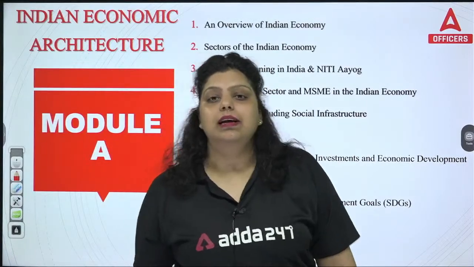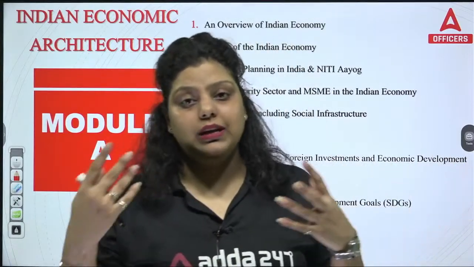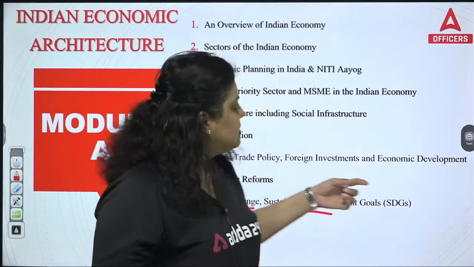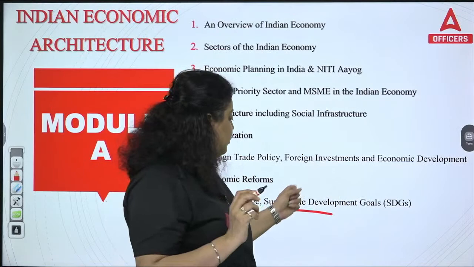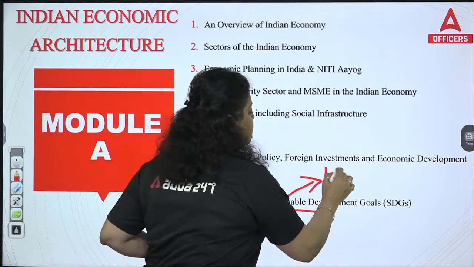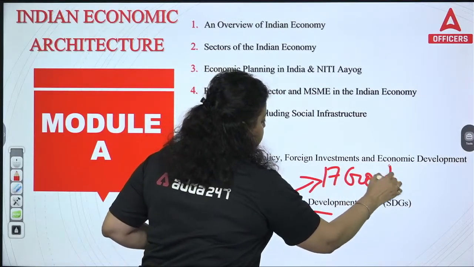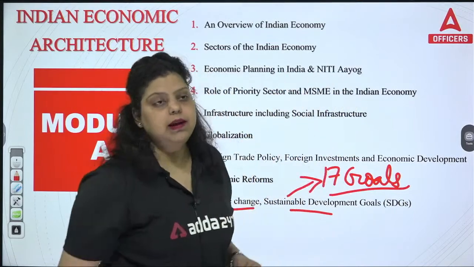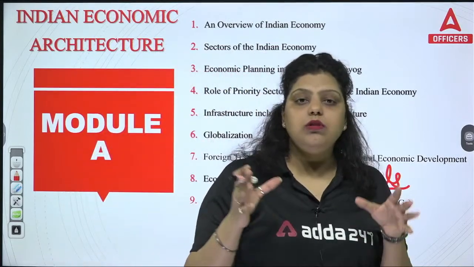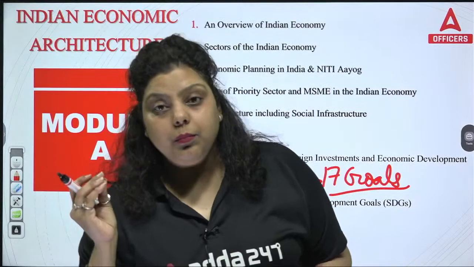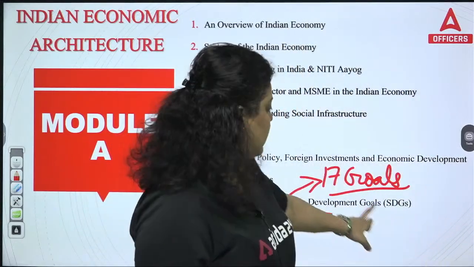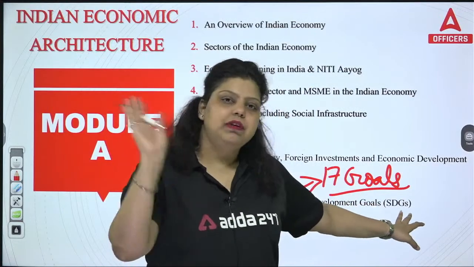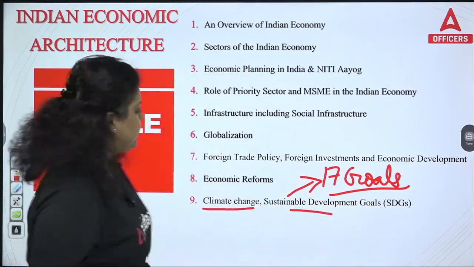And then we have the Sustainable Development Goals. These are the goals that have to be achieved by developing as well as developed countries, and they have to achieve certain 17 goals by the year 2030. Now it has been said that because of the COVID-19 pandemic, almost all countries will not be able to achieve these 17 goals. So in the SDG, we have to just study these 17 goals.